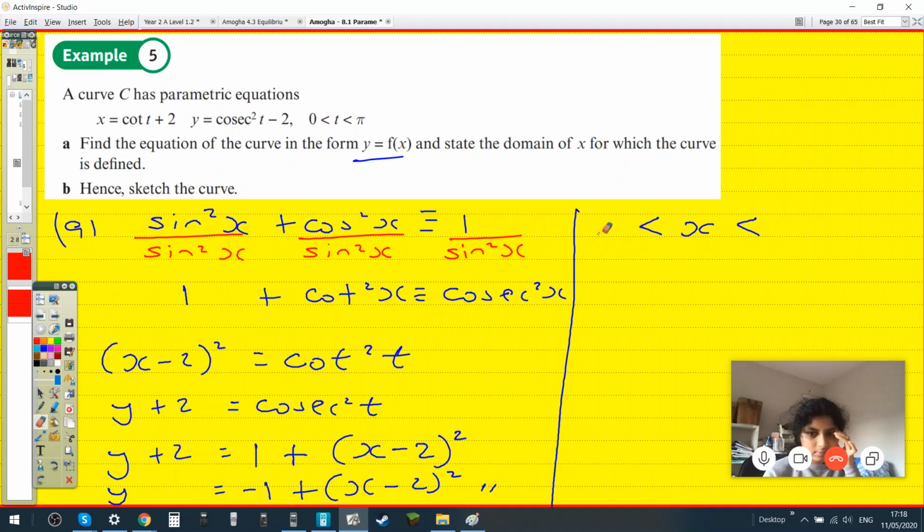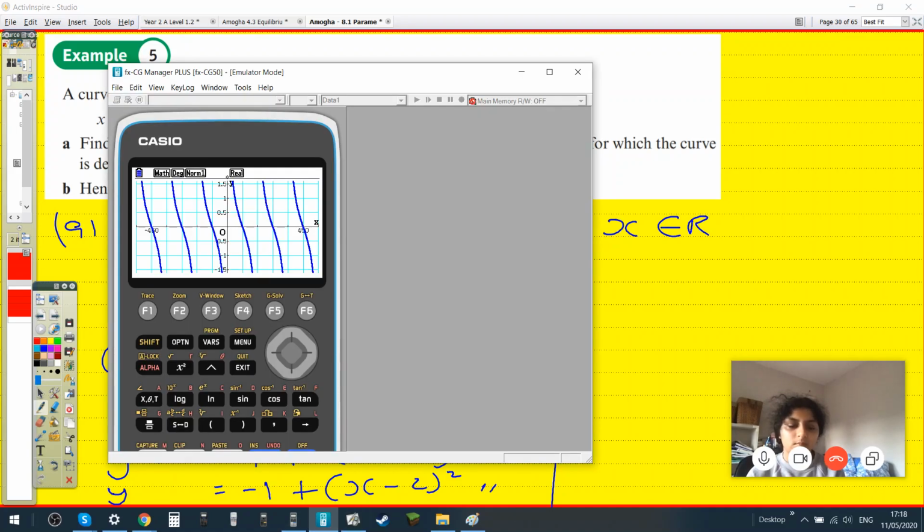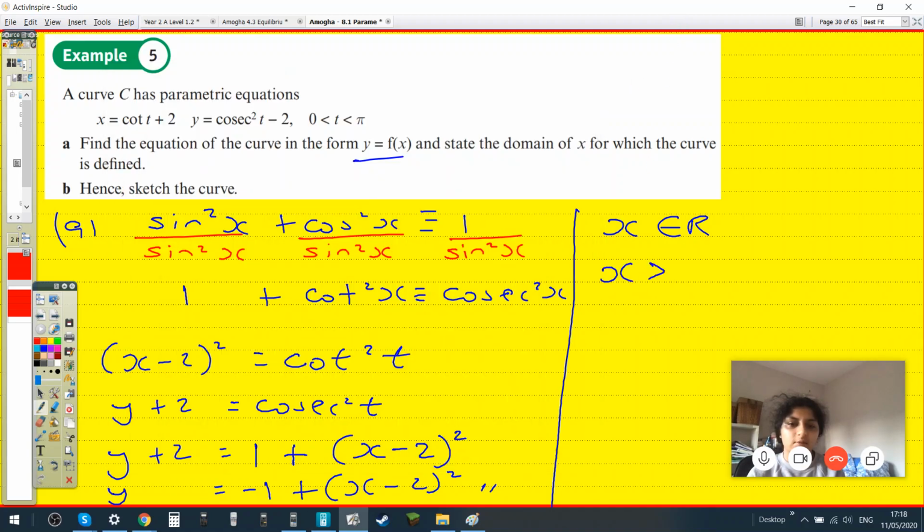So how could you write it? What would you say for that? I don't know. For that bit there, if it could be anything, it'd be x is an element of the real numbers. For this bit here, if this is pi, then x is greater than 0.